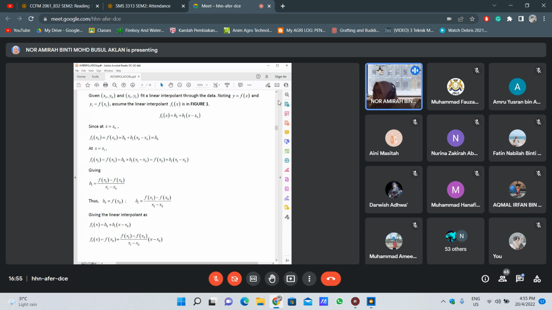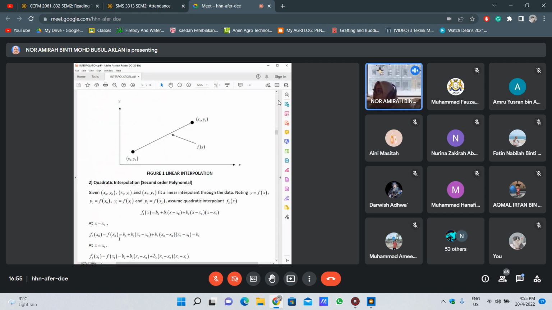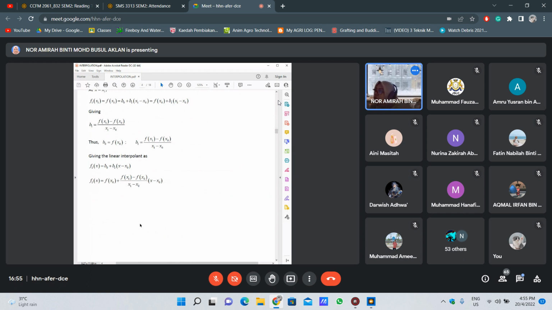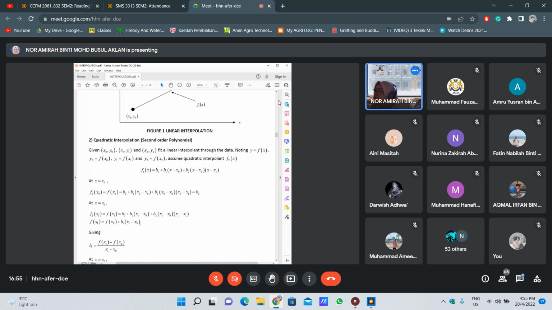So f1(x), this is also the formula. Yang ni hasil daripada ni jugalah. Okay, b0 ni adalah f(x0). b1 adalah this formula: f(x1) minus f(x0) over x1 minus x0. So this is the same thing lah. So look at the table. Oh, tak ada pula example. Okay, tak apa. Ini dia just tunjuk you punya this one.